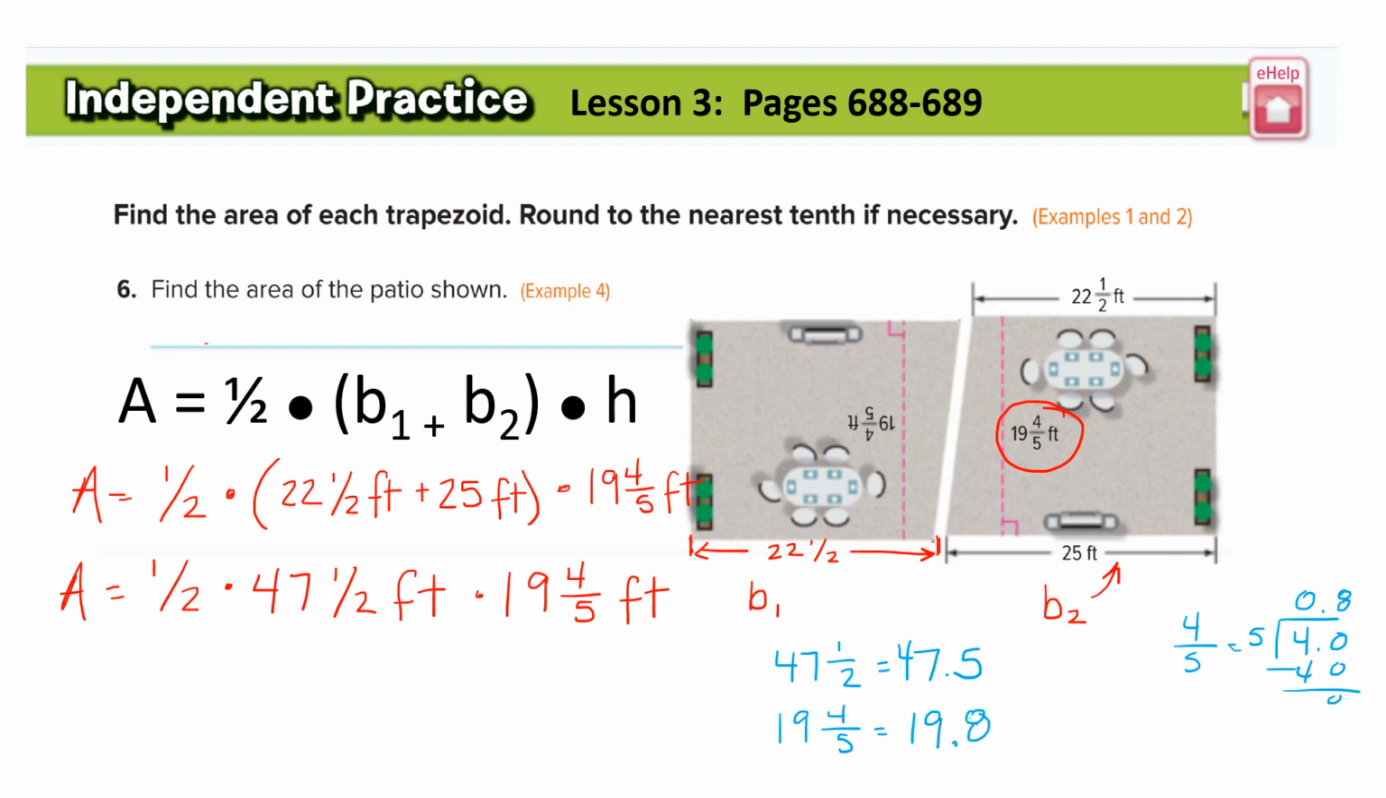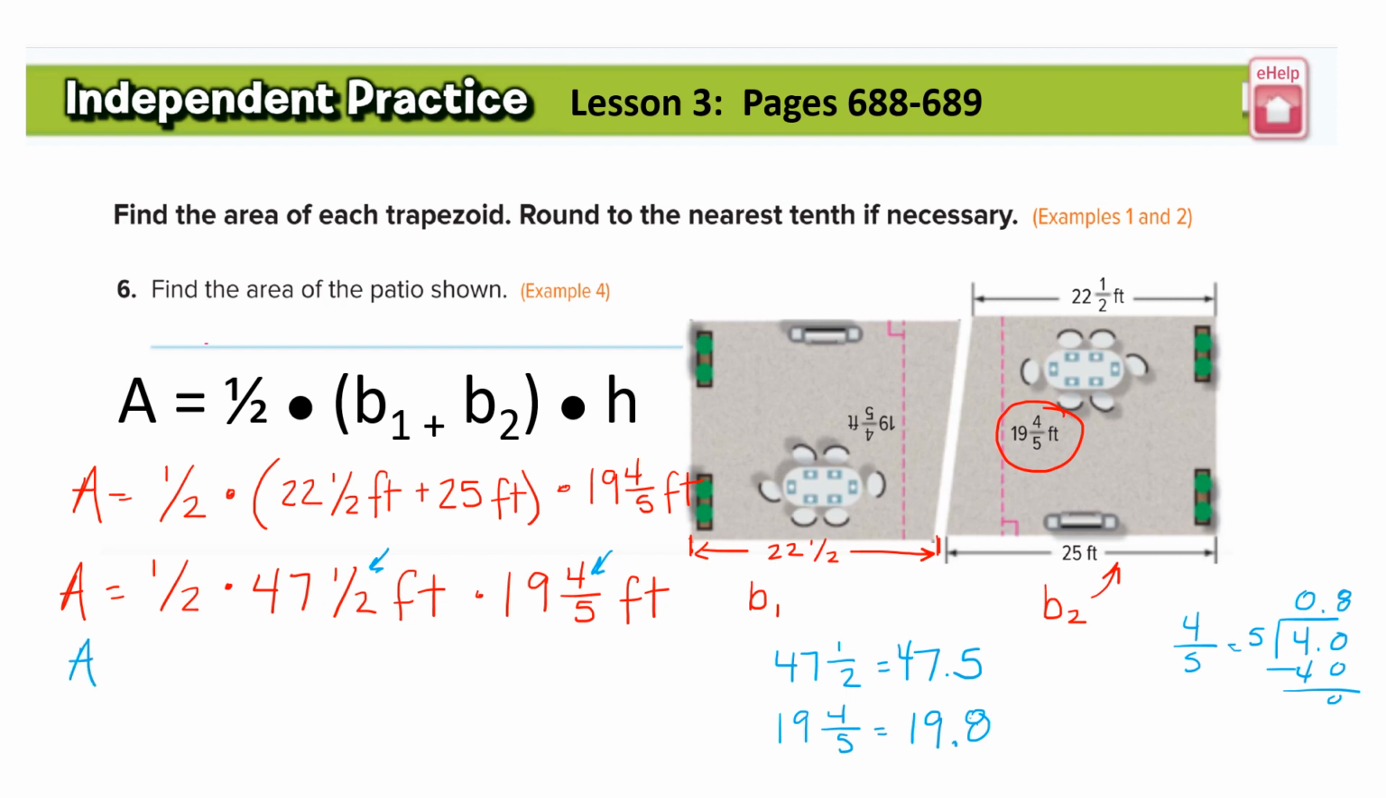See, when I saw the 1 half here, and I know that this is a terminating decimal, that's pretty easy to work with. I'm thinking to myself, okay, why don't I just change this into decimals. So that's what I'm going to do.